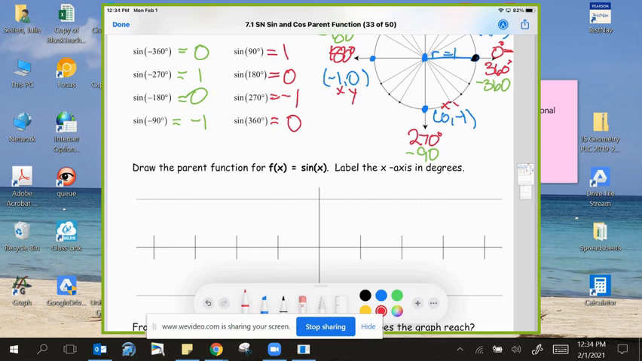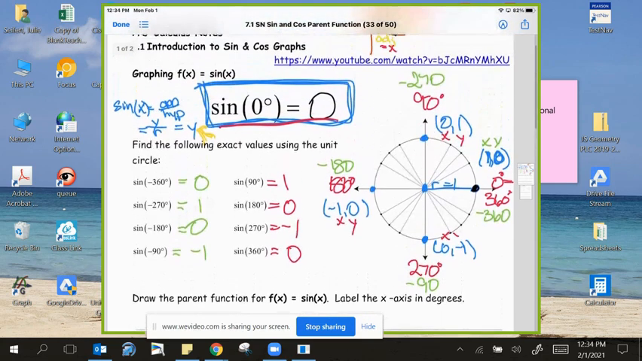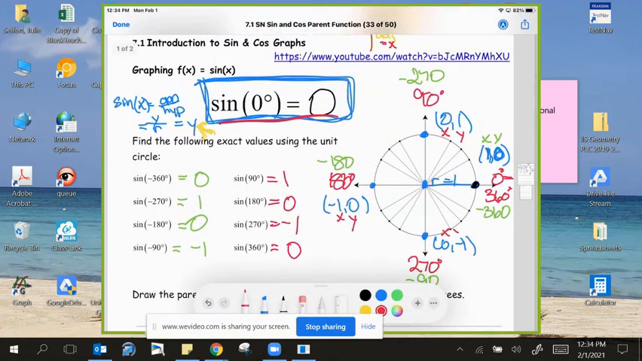Okay? Everybody unmute for just a minute. Sine of 0 is 0.